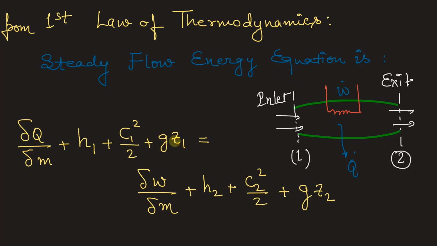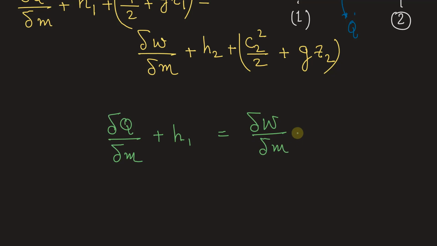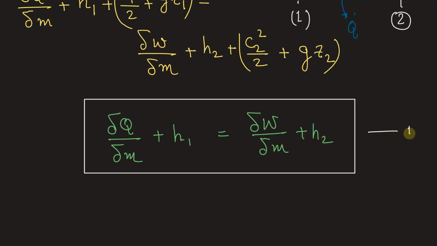Now it is already mentioned in the problem that kinetic energy and the potential energy are neglected. This is because mostly the change in kinetic energy is negligible as compared to the enthalpy. It's very small. So let's ignore the kinetic energy and the potential energy here. So we can write the steady state energy equation as delta Q by delta M plus H1 is equal to delta W by delta M plus H2. Let this be equation number 1.